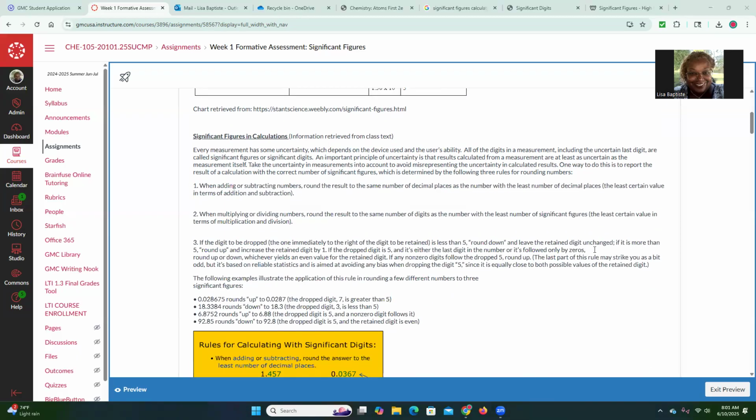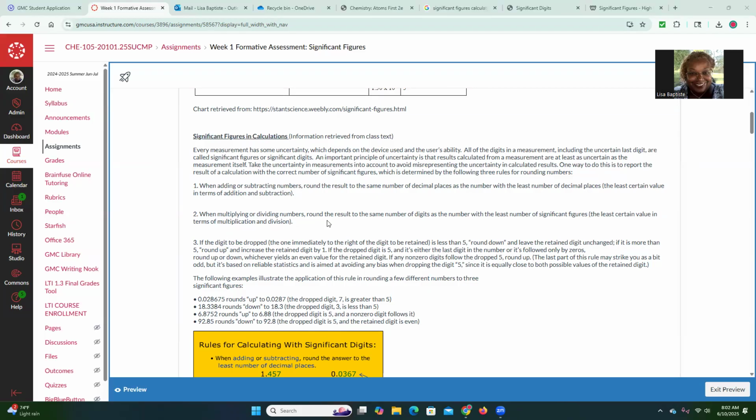So what about when we're doing calculations? Now that we know the rules, we want to take it a step further and look at doing actual calculations. The rules are, when adding or subtracting, we round the result to the same number of decimal places as the number with the least number of decimal places, okay? All this information is from your textbook, and so you can find this information there. And we're going to look at some examples of what that means exactly.